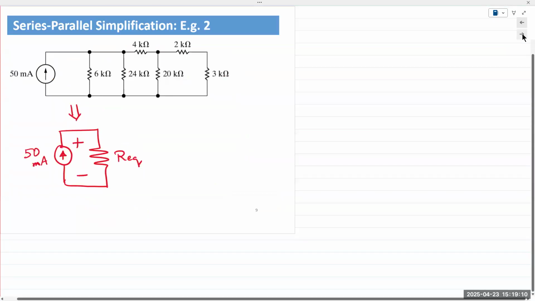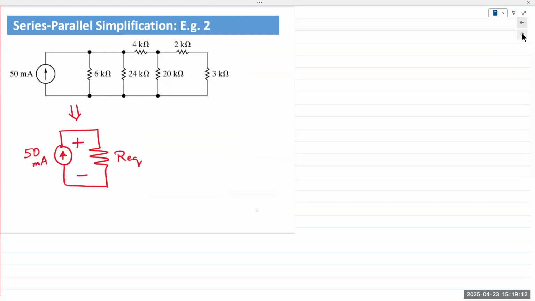So this one, again, start at the farthest end and move towards your source. At the farthest end, let me name this R1, R2, R3, R4, R5, R6. At the farthest end, we have 2K and 3K. They are both in series. So I can reduce it step by step.